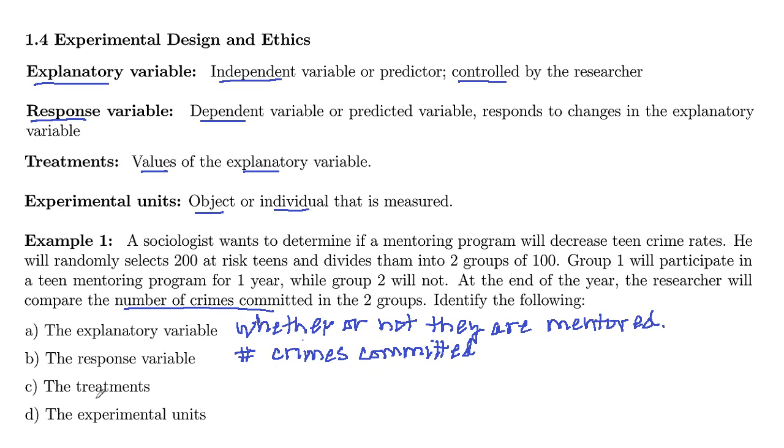The treatments are, again, the values of the explanatory variables. So there's only two values here. They are either mentored or not mentored. Those are the values. Now, if you have a number, you can specify numerical values in there. But again, ours are categories. And then the experimental units, objects or individuals. So the experimental units that are going to be measured are the 200 at-risk teens.